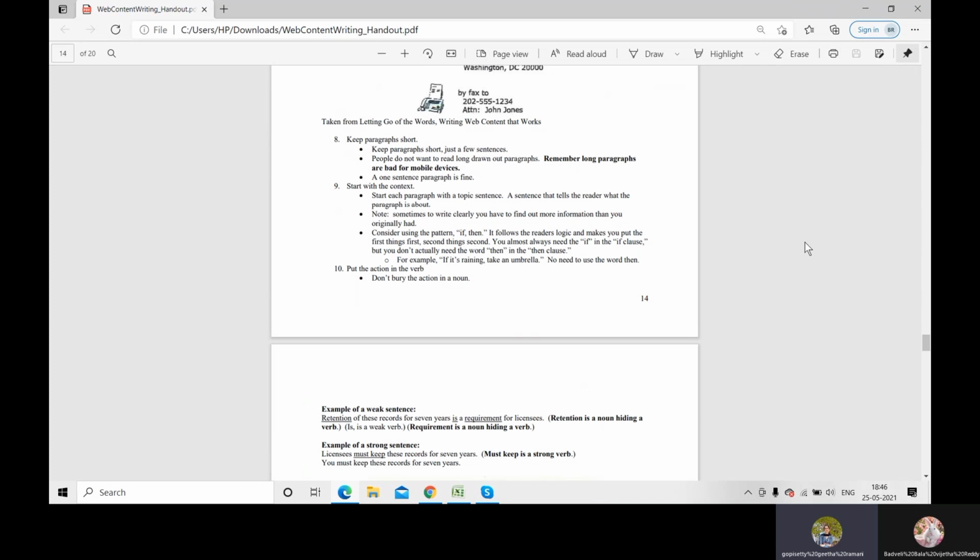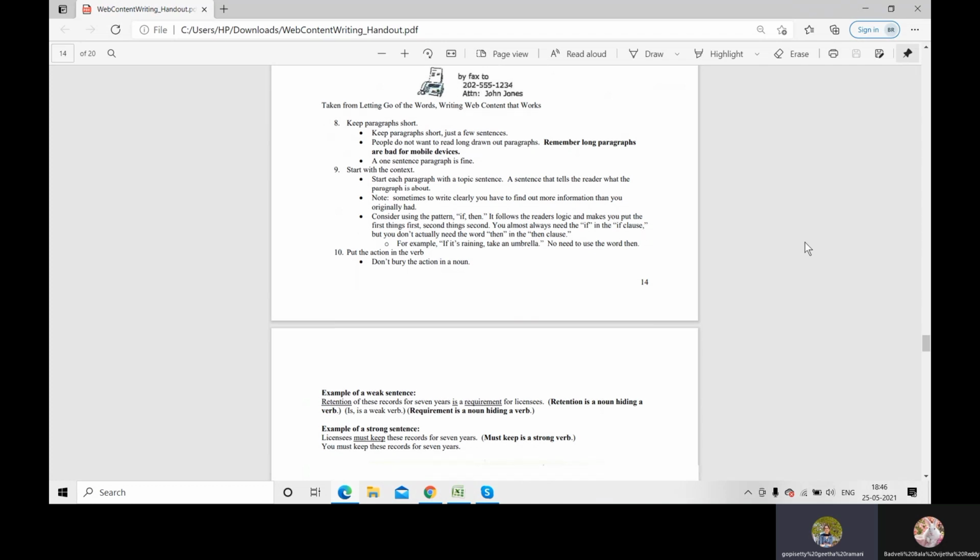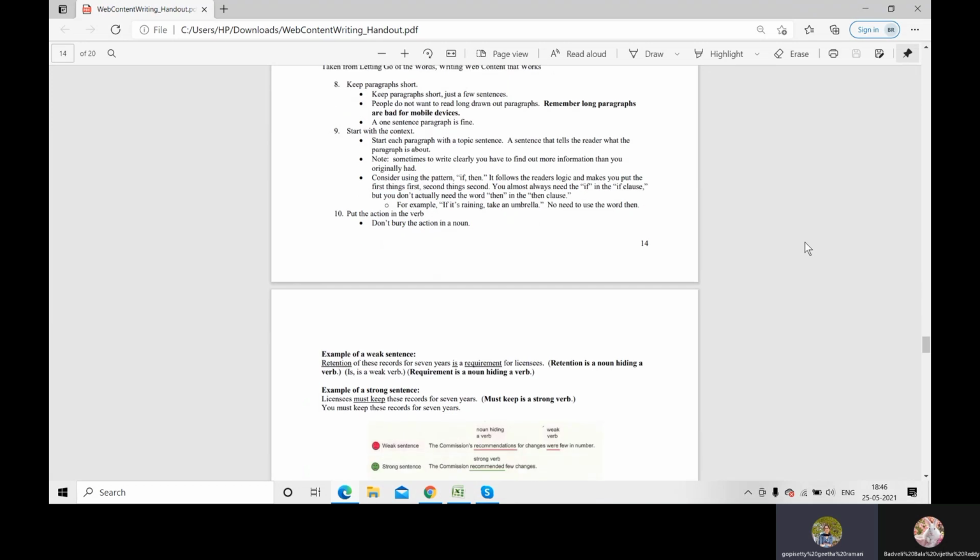Consider using the pattern "if, then." It follows the reader's logic and makes you put first things first and second things second. You almost always need the word "if" in the if clause, but you don't actually need the word "then" in the then clause. For example, "If it's raining, take an umbrella." No need to use the word "then."